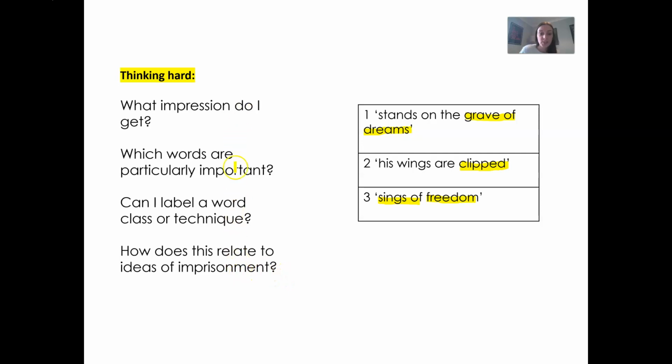So there's lots of things that you could have annotated here, but in doing so you will have engaged with some of the quotations and started to make a plan for writing.